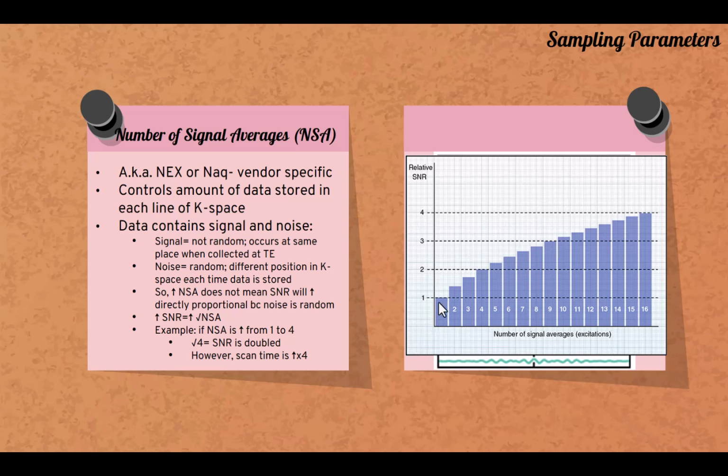With an NSA of 1, the signal is 1, but as you increase it to 4, you're going to take the square root of 4, so the signal only jumps up by a factor of 2. And you can see this is not really the best way to boost your signal because it eventually will plateau out. So if you increase your NSA all the way up to 16, which is not reasonable, your signal is only going to increase by a factor of 4.